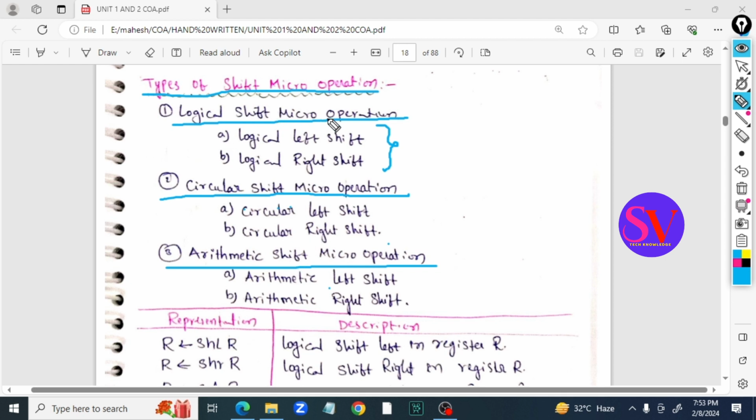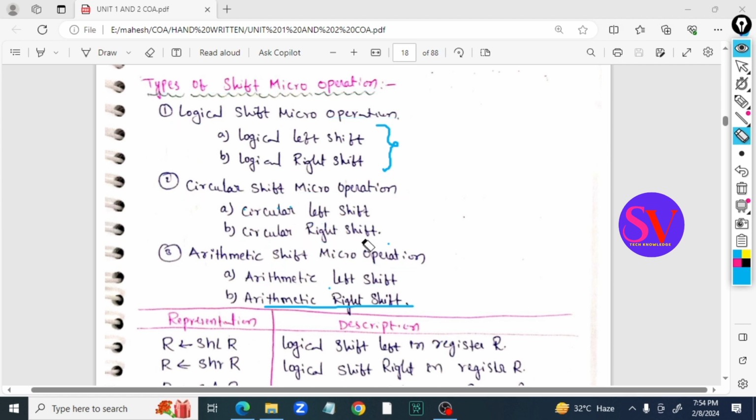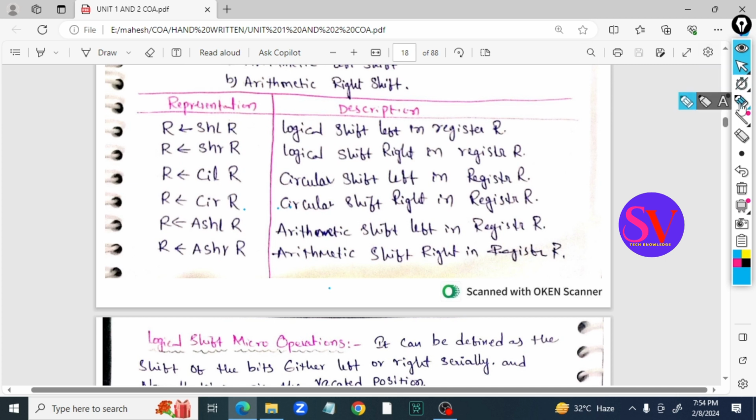In logical shift micro operation we have logical left shift and logical right shift. In circular shift micro operation we have circular left shift and circular right shift. In arithmetic shift micro operation we have arithmetic left shift and arithmetic right shift. Like this, including subtypes, we have a total of 6 types. Here we will see how we represent all these 6 types. You can see the table related to that.